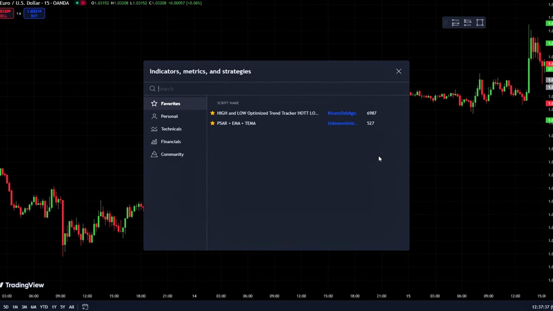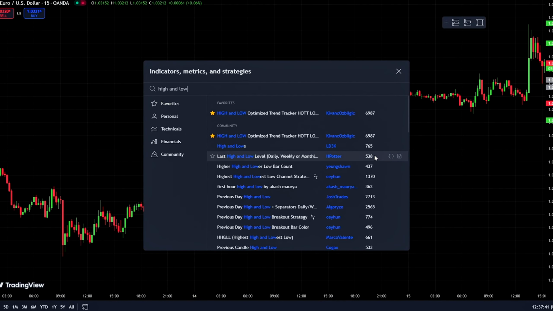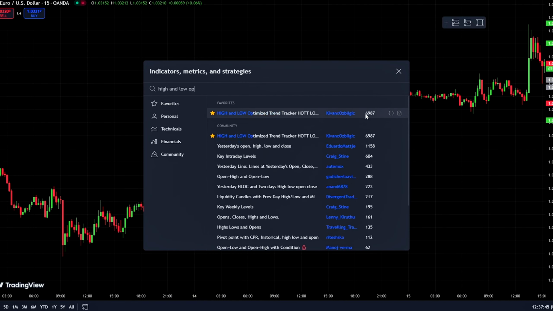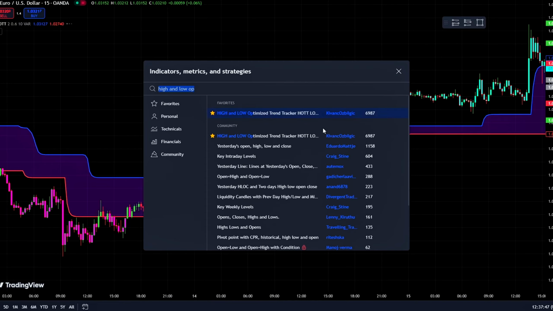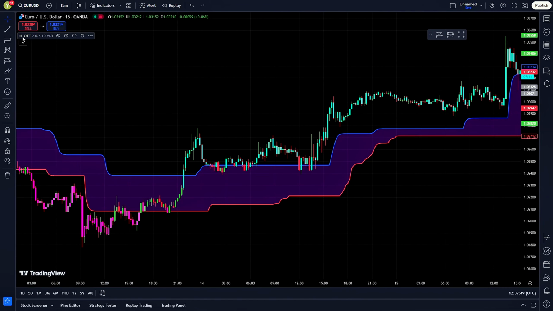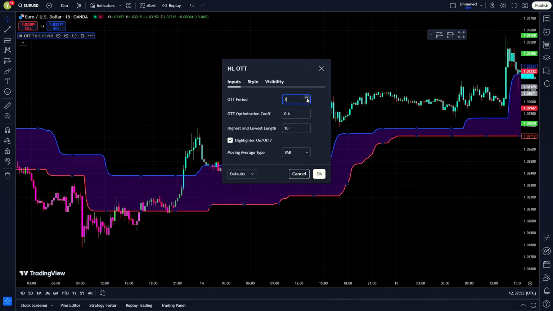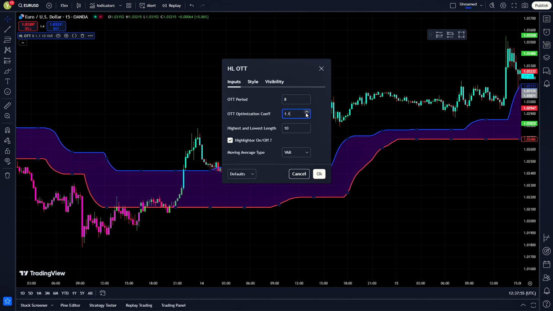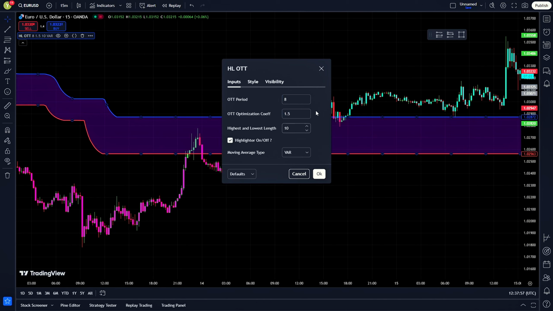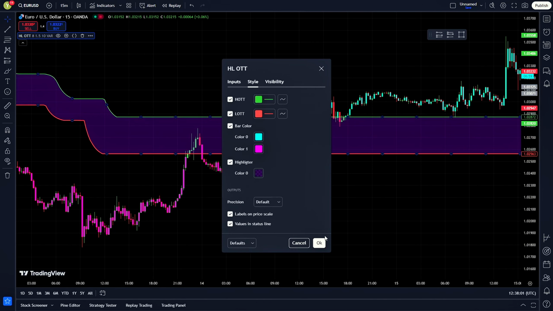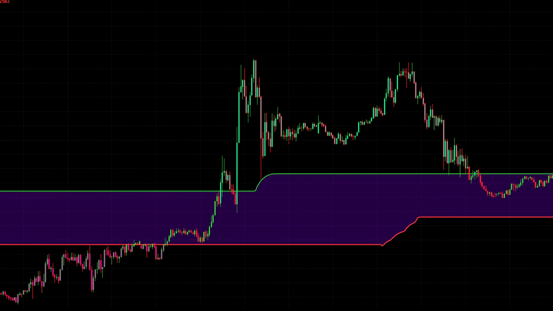Let's begin. Go to the Indicator Search tab and type High and Low Optimized Trend Tracker. Select the indicator by Kavanaugh's Belgic. Configure the settings. Input tab. Change the OTT period to 8. Set the optimization value to 1.5. Style tab. Customize the colors as per your preference. Click OK to save changes.